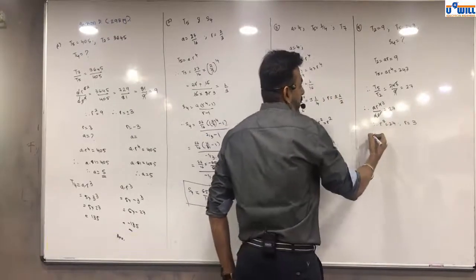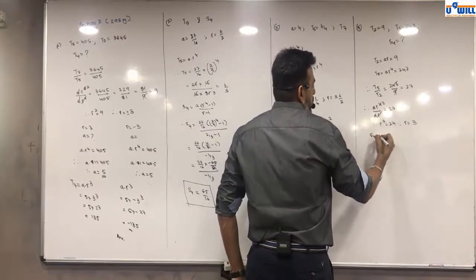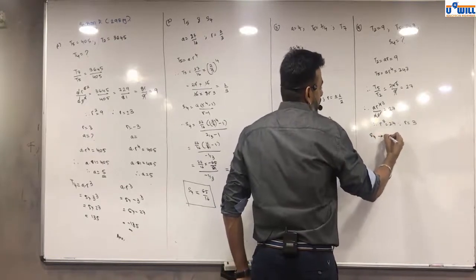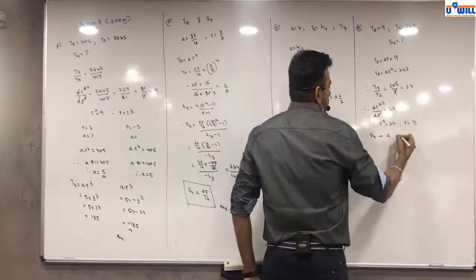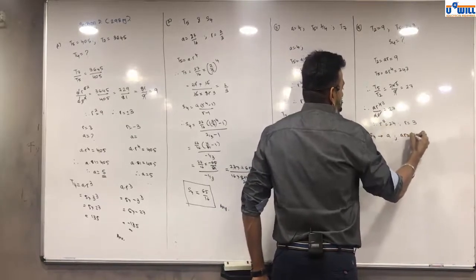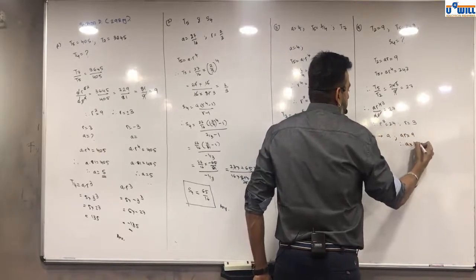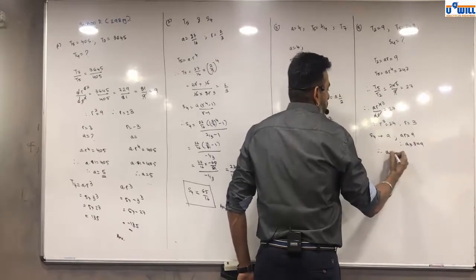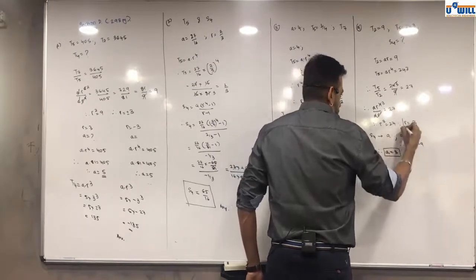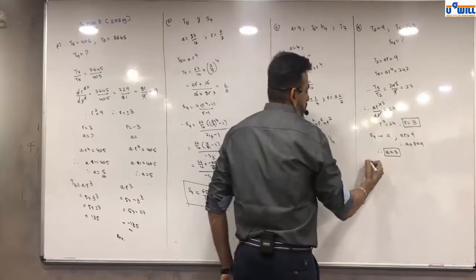Okay, now we have to find S4. So we have to first find out A. A into R is equal to 9. Therefore A into 3 is equal to 9. Therefore A is equal to 3. So R is equal to 3, A is equal to 3.